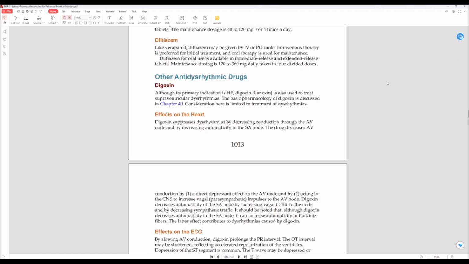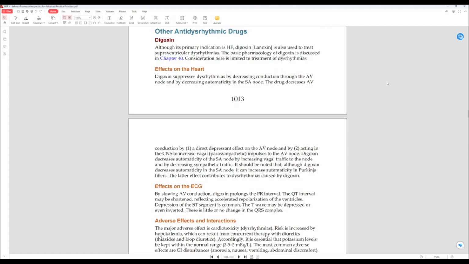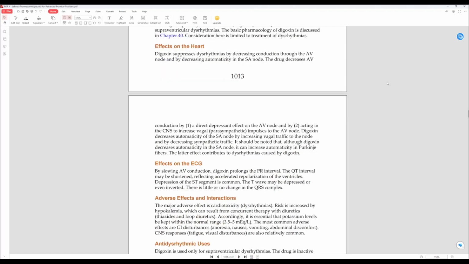Other antidysrhythmic drugs: digoxin. Although its primary indication is heart failure, digoxin or Lanoxin is also used to treat supraventricular dysrhythmias. Its pharmacology is discussed in Chapter 40. Consideration here is limited to the treatment of dysrhythmias. Its effects on the heart, therefore.